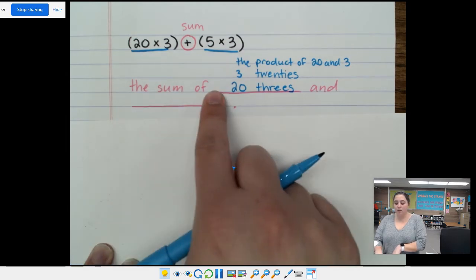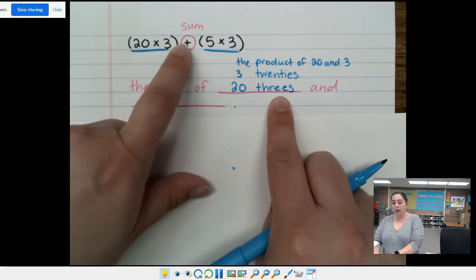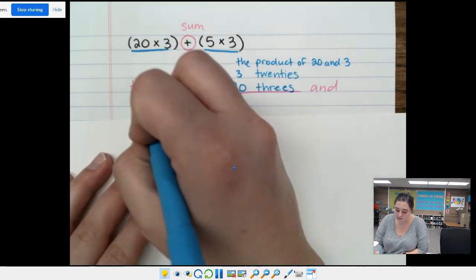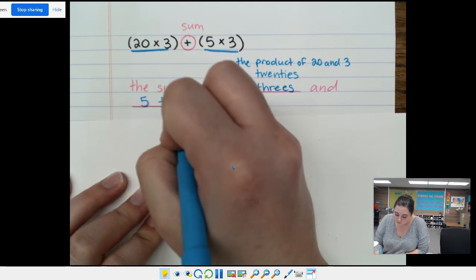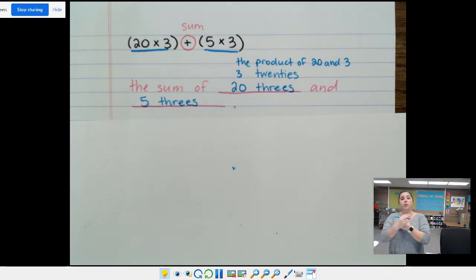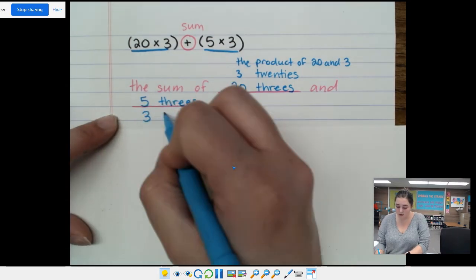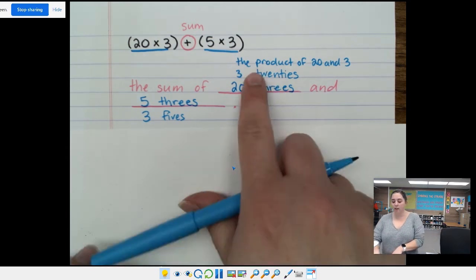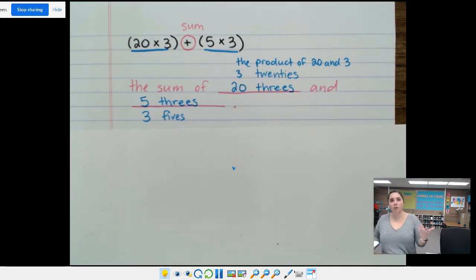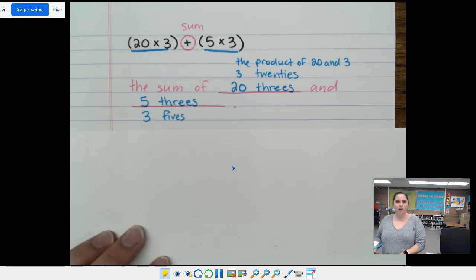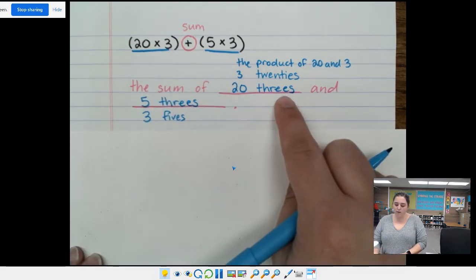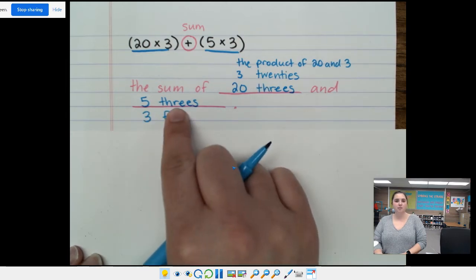So we're finding the sum of 20 threes and what's the other thing we're adding? How about 5 threes? And again, you could flip-flop that. You could say 3 5s. Or if you want to get very fancy, again, you could say the product, the answer to 5 times 3, or 5 and 3. Any of these work, but I think the simplest version is the sum of 20 threes and 5 threes. Let's do another one.